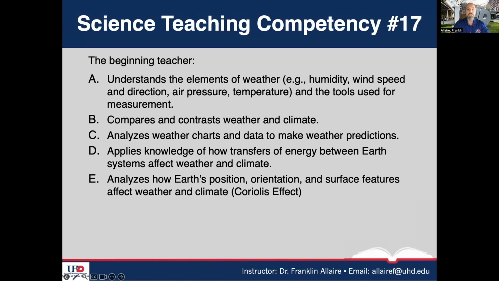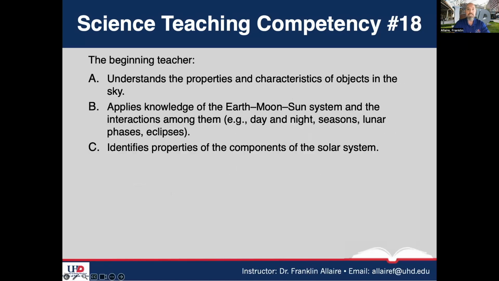The sub-competencies for Science Teaching Competency 18 read, the beginning teacher understands the properties and characteristics of objects in the sky, applies knowledge of the Earth, Moon, Sun system and the interactions among them, such as day and night, seasons, lunar phases, and eclipses, and finally, identifies properties of the components of the solar system.